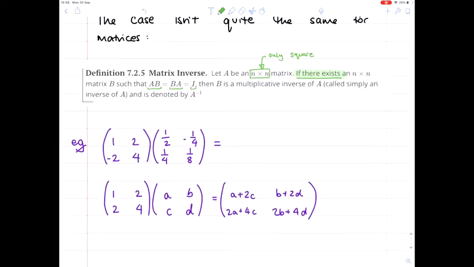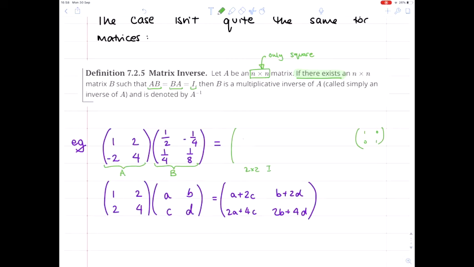So over here I've got a matrix, which is my matrix A, and I claim that this matrix here, this B, is an inverse. Let's check and see. So I should end up with the 2 by 2 identity matrix, something that looks like 1, 0, 0, 1. That's where I'm headed. Let's have a look and see.